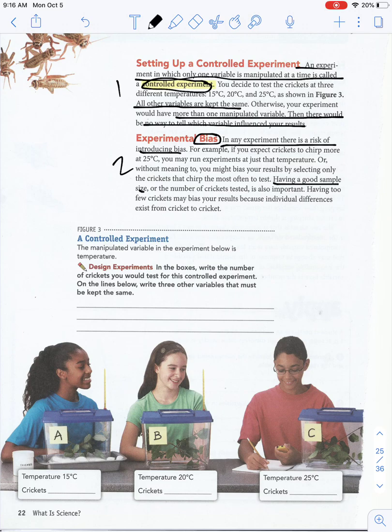Something like having a good sample size is good to get rid of bias. All right, let's take a look at figure 3, a controlled experiment. The manipulated variable in this experiment below is the temperature. In the boxes, write the number of crickets you would test for the controlled experiment. On the line below, write 3 other variables that must be kept the same.